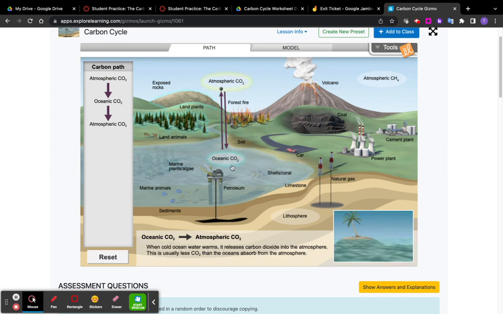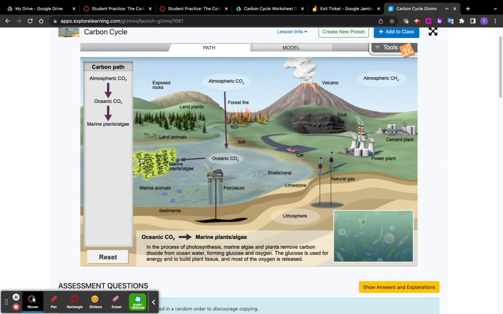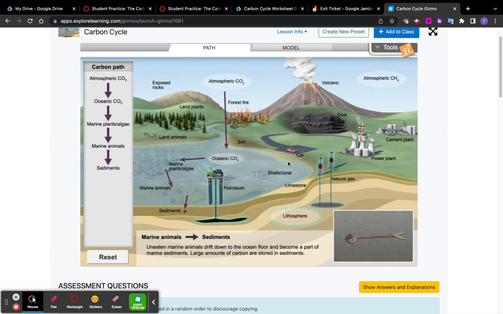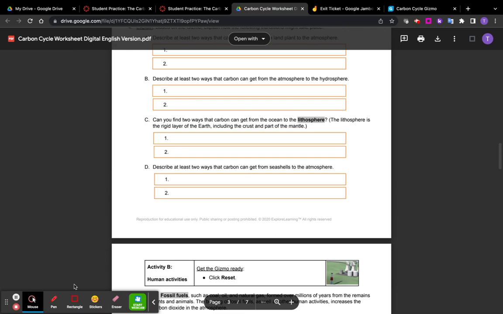If the water gets warmed up, that's one way. Reset it, bring it to the atmosphere. How else can it get back? Marine plants. Then they can turn to this, can turn to this. So you have to summarize this. All right? If you need help, just call me over.